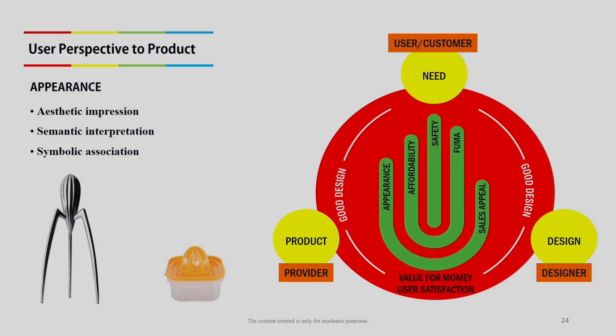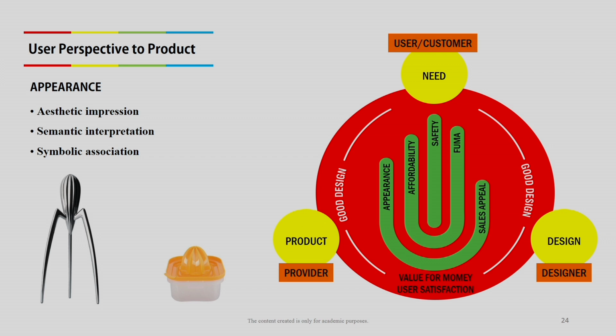Now, let us discuss appearance. In appearance, there are three things: aesthetic impression, semantic interpretation, symbolic association. So, what is aesthetic impression? This is the first emotional response between product and customer. The customer looks at the product and the product evokes emotion. It may be positive and may be negative also. If it is positive, the customer will grab it and see the other details.